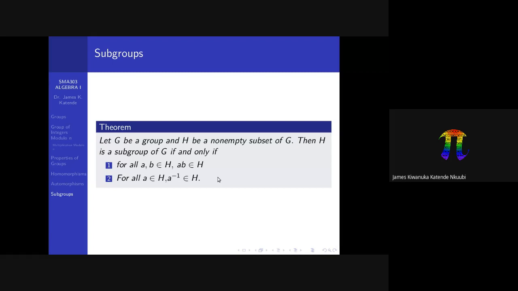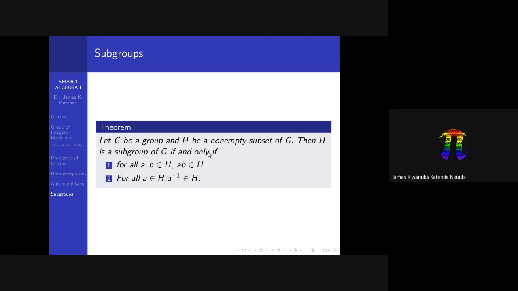So that means anytime you're asked to check if a subset is a subgroup, you just need to check these two properties. You check that it is closed under the same binary operation, and any element in the subset has its inverse in the subset. Are we together?